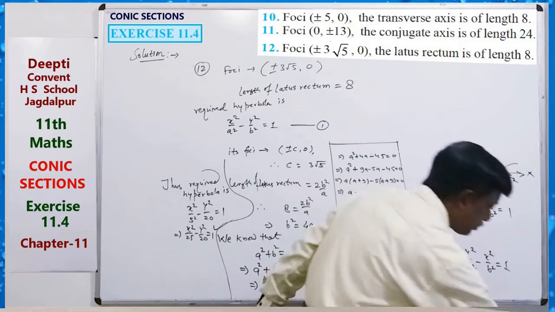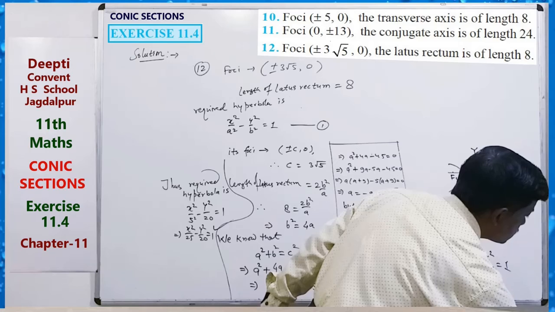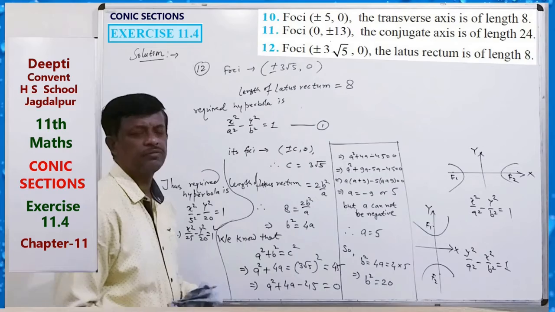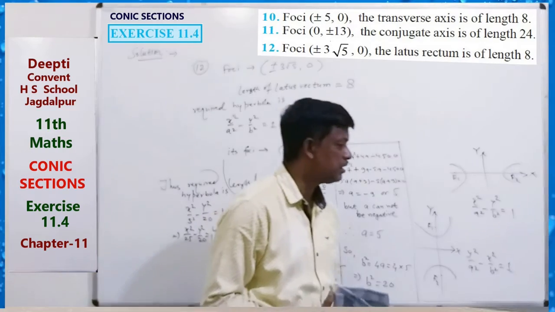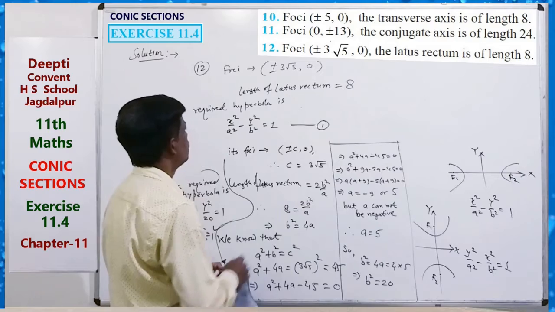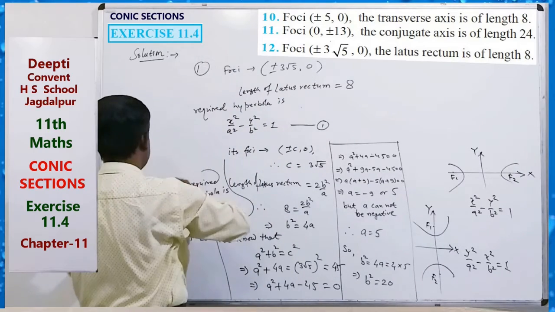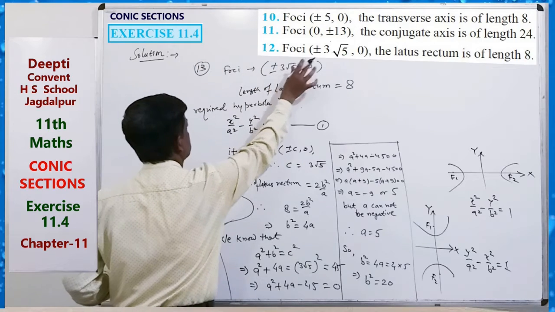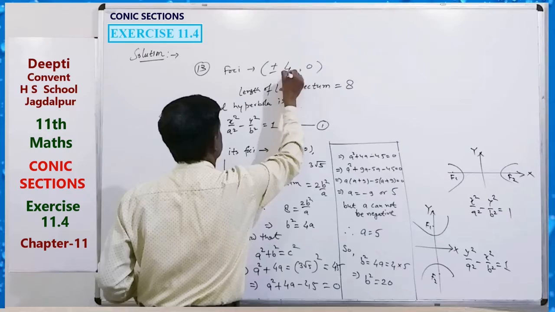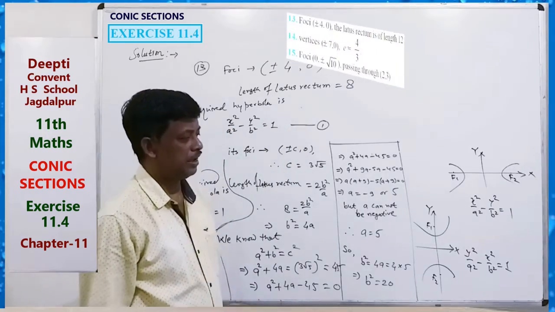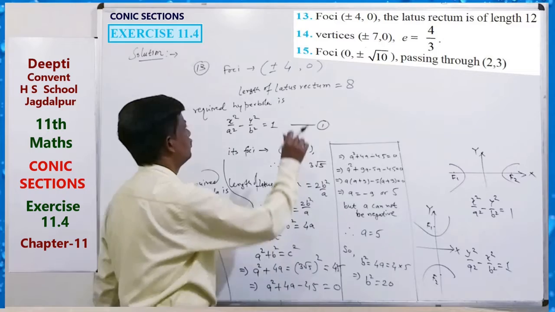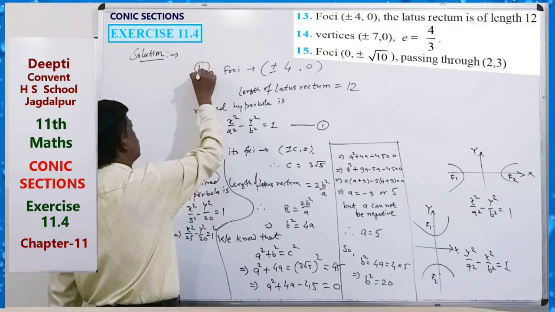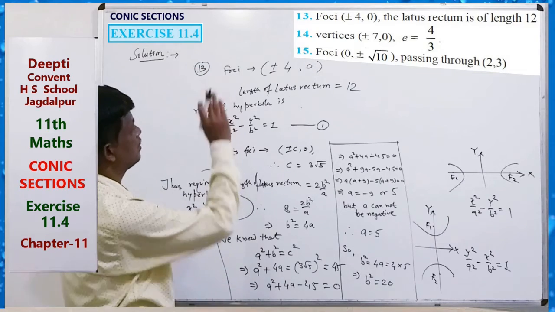Okay. So similarly, question 13, you can find. 13 is given just like what? 4 plus minus 40. 4 for question 13, plus minus 40 is given. And latus rectum is given 12. It is given 12 for question 13. These are given.